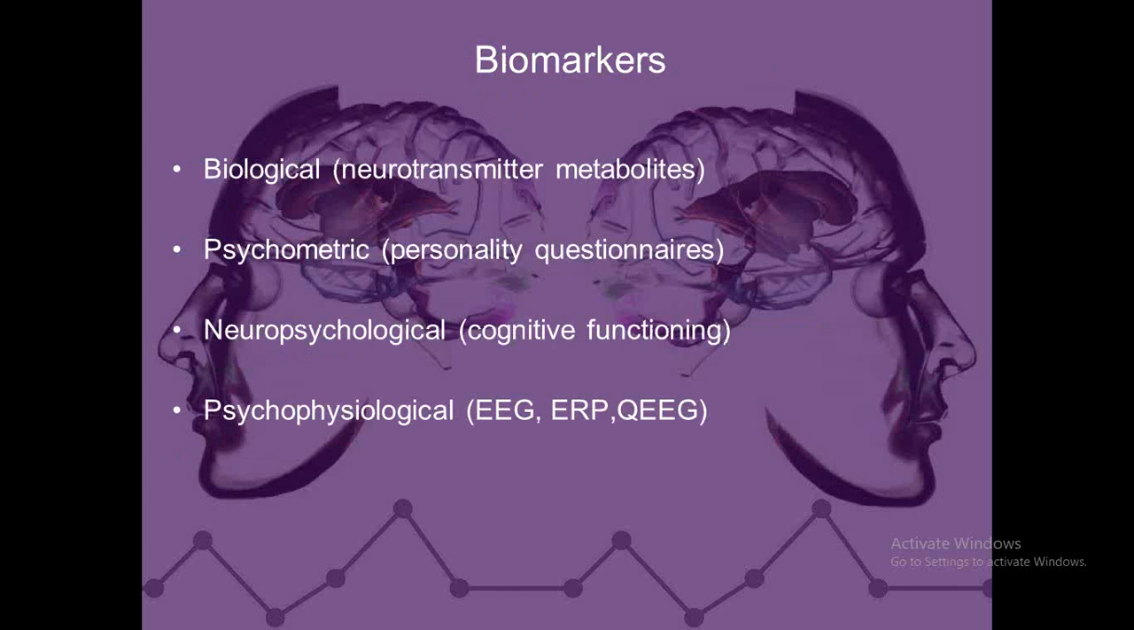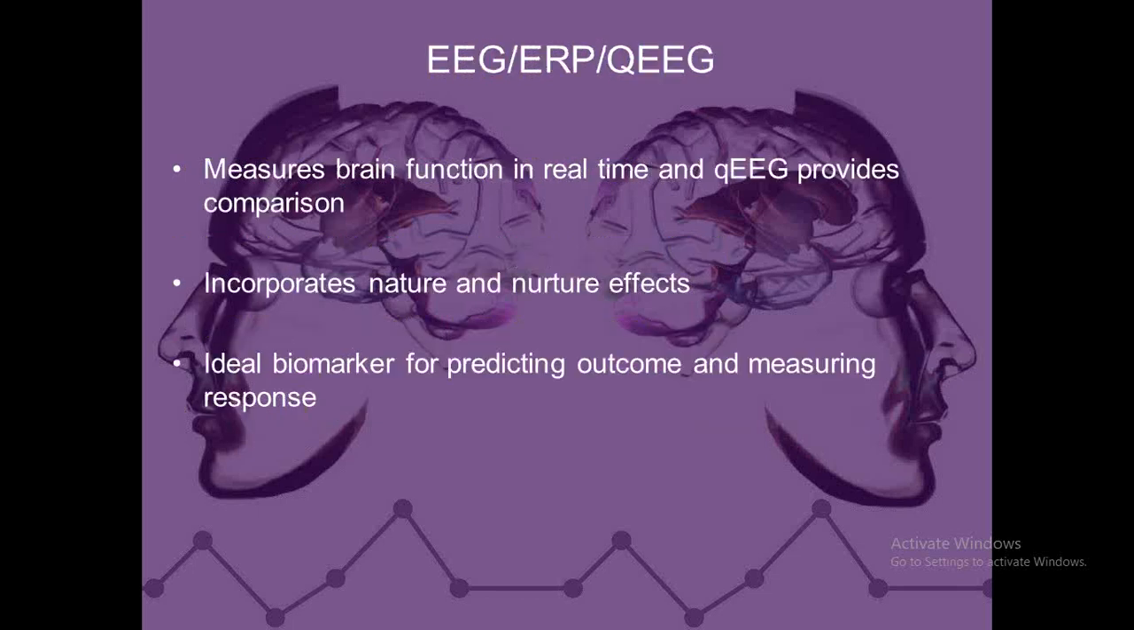Okay, now biomarkers, we've got biological, which are neurotransmitters and metabolites, psychometric ones, which are personality questionnaires, neuropsychological, cognitive functioning measures, and psychophysiological, which is EEG, ERP, and qEEG. Well, we're not going to discuss ERPs today because that's not my area of expertise, but I did want to mention that they do come under the psychophysiological measures.